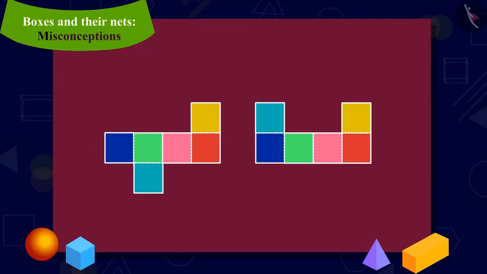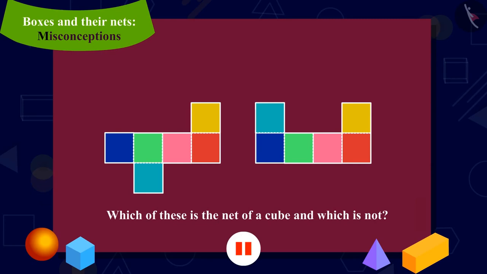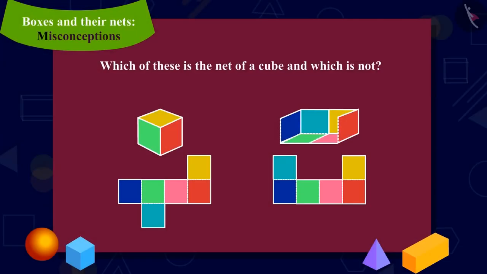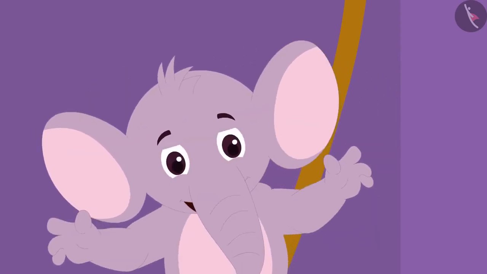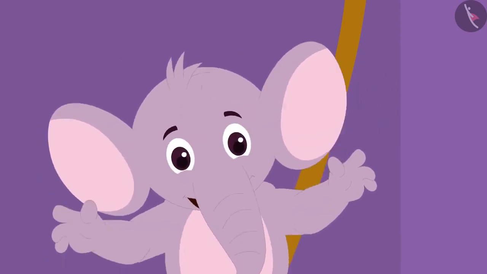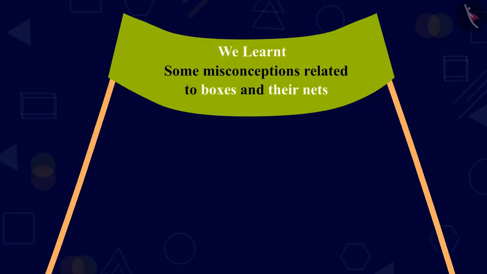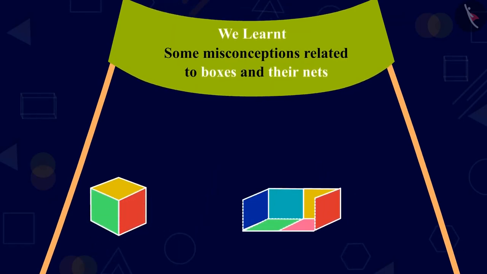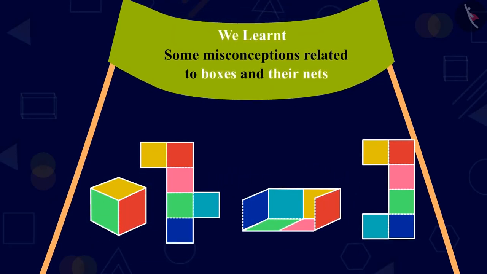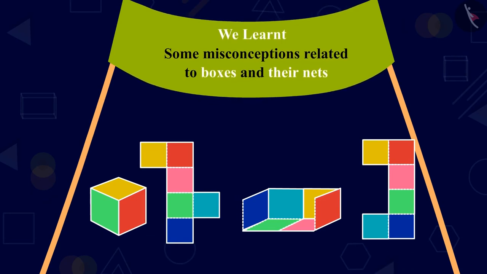Children, now can you tell which of these shapes is the net of a cube and which is not? If you want, you can stop the video and find the answer. Well done, kids! You have found the right answer. Appu was very happy to learn about the misconceptions related to the net from his uncle, and he happily returned to his home. Kids, in this lesson, we have learned about some of the misconceptions related to boxes and its net.